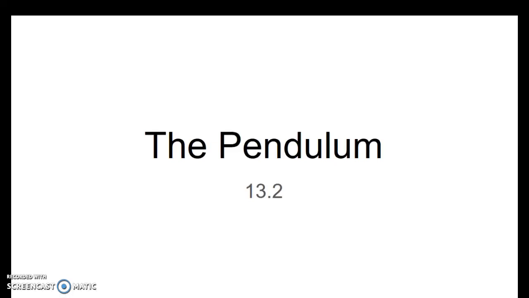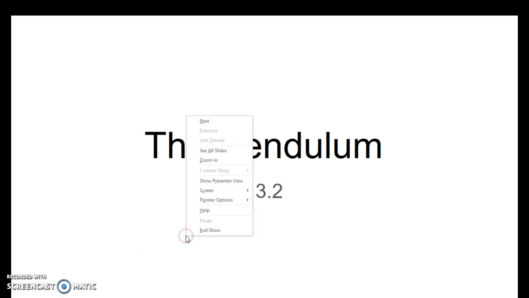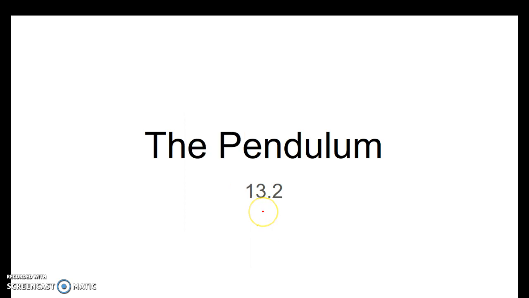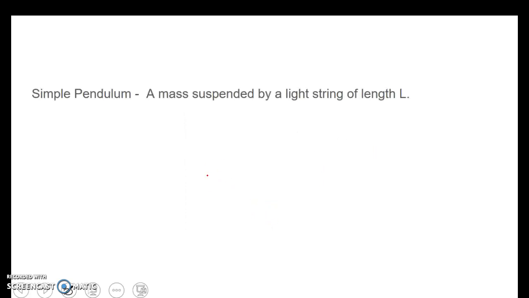All right, and looking at simple harmonic motion, we need to talk about pendulums. And so we're going to talk about simple pendulums and what exactly they mean. So a simple pendulum is just a mass suspended by a light string of length L. So it's just going to be this with some mass attached. So we got some mass M, some length of string L. That's what a simple pendulum is.